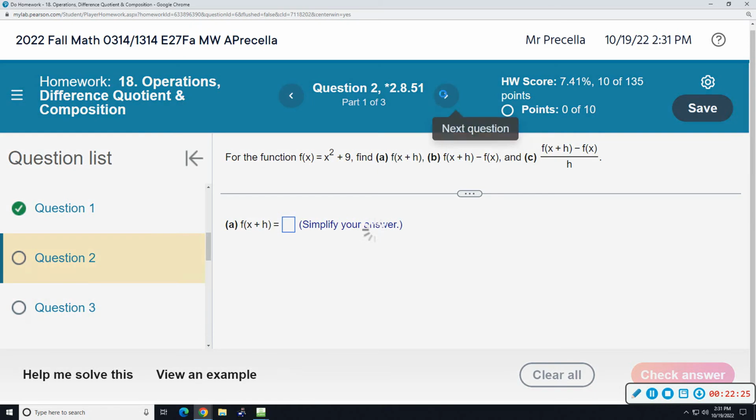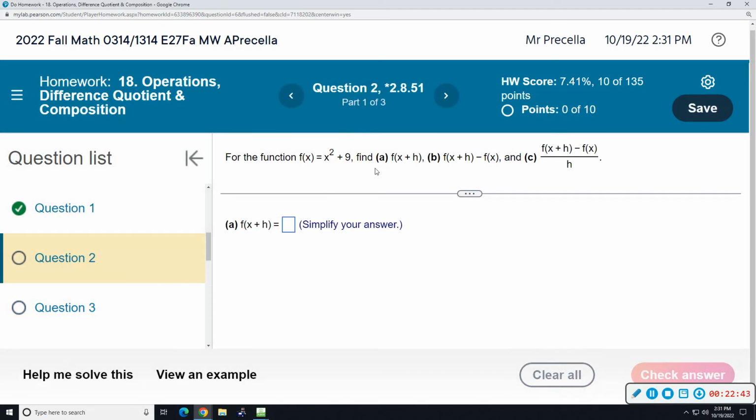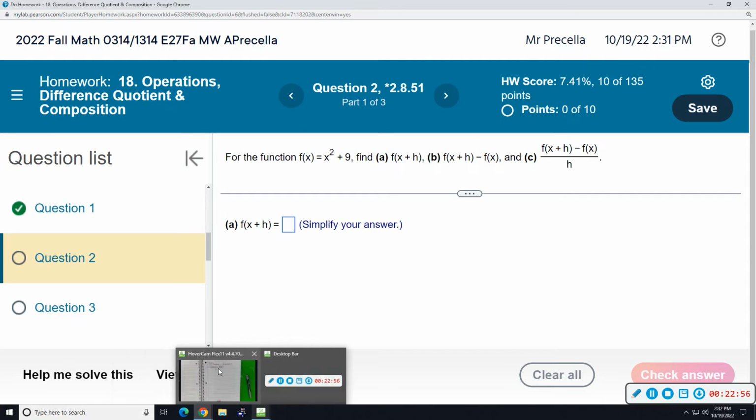Now, number 3, they're just telling us to find the difference quotient. They're not saying break it into 3 parts. I will still break it into those 3 parts, as you'll see. Part A, we want to find f of x plus h, and I'll tell you right now, this part A is the longest part of difference quotient problems. You'll see what I mean in a moment.